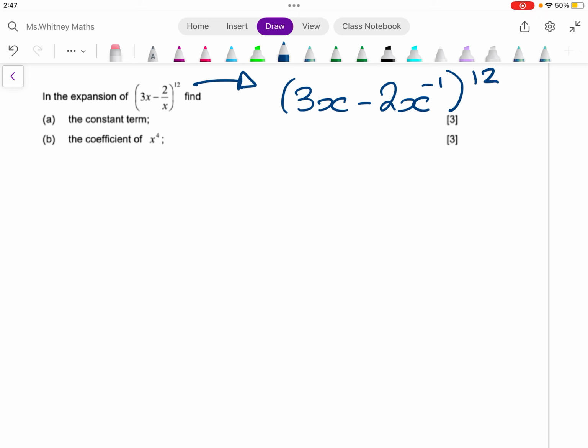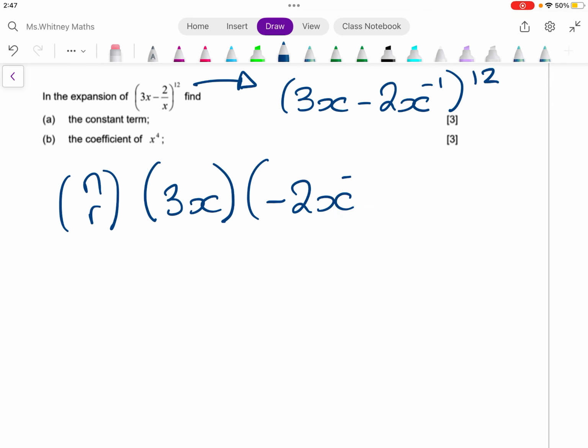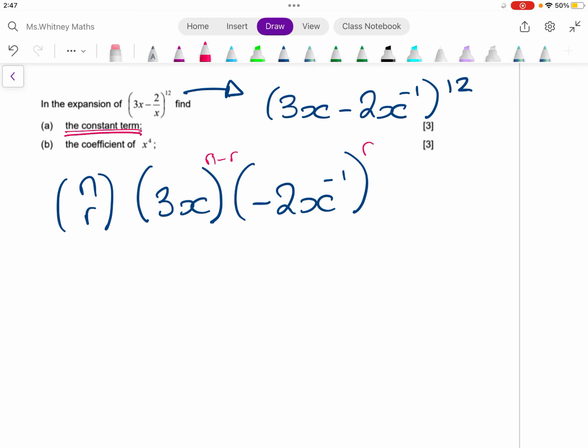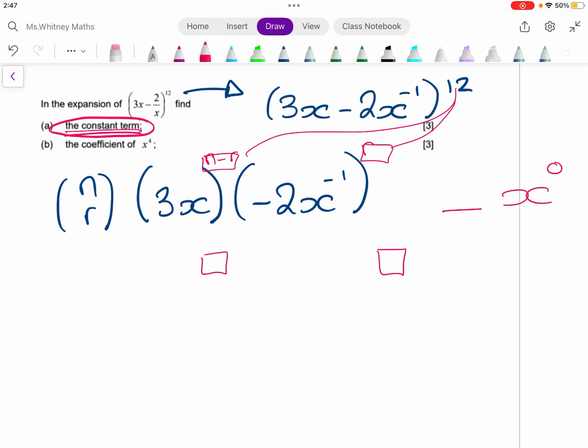Okay, really important now, we know that we have n choose r, okay, then we have 3x, then we have minus 2x to the minus 1, and this is the way we're going to look at it here. Okay, so this is going to be n minus r, and this is going to be r here. Okay, what's important here now, we need the constant term. We actually don't know what r is going to be, but what we do know is the 2 powers, okay, here and here, need to add to make 12, but also if it's a constant term, that means we get something x to the 0, because that becomes 1.